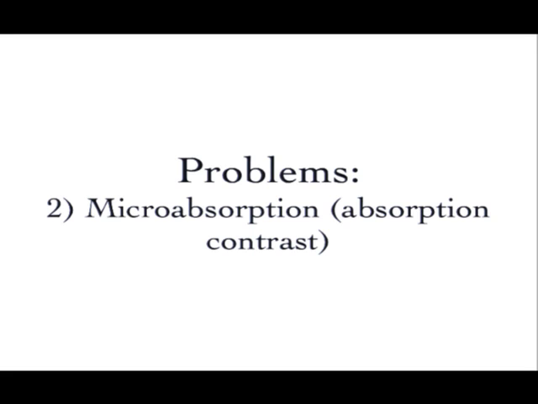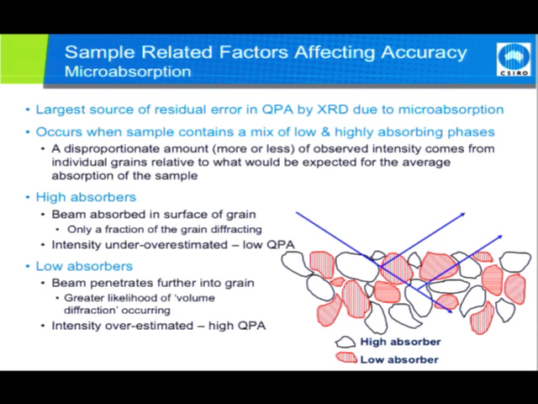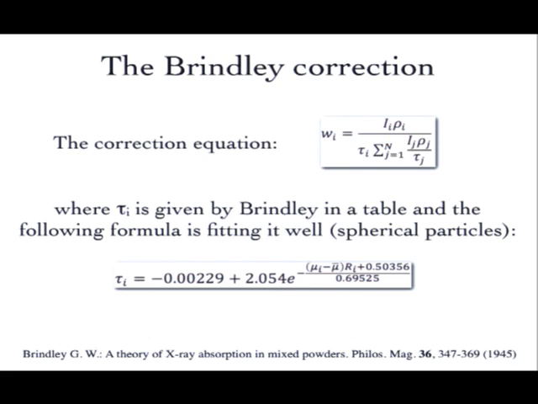Maybe you get a better result, but microabsorption, so this was a slide prepared by Jan Massen. The problem is when you have a big grain of one phase with high absorption and the other phase has low absorption, so the beam is stopped more by the high absorbing grain, but less by the other one. So it turns out you see less of the phase with high absorption and more of the phase with low absorption. Brindley put forward a very simple correction equation, in which you have to know the shape of your particle and the dimension. If you don't know that, the equation doesn't work very well.